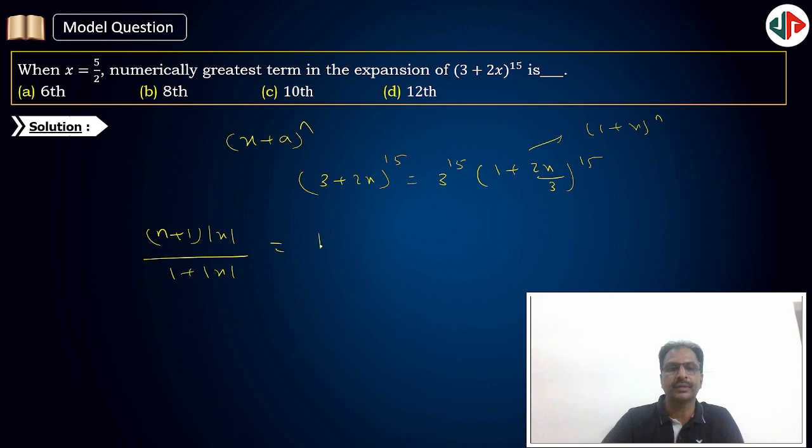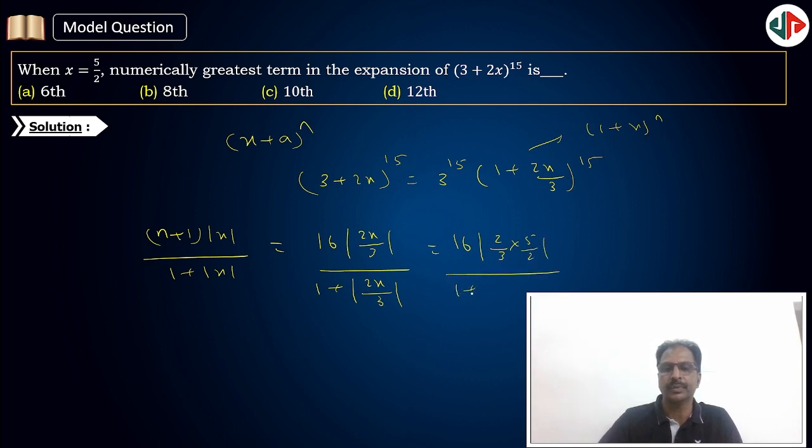What is n? 15. N plus 1 is 16. In place of x, we have 2x by 3. So n plus 1 into mod of 2x by 3 by 1 plus mod of 2x by 3. What is x given in the question? 5 by 2. So mod of 2 by 3 into 5 by 2 by 1 plus mod of 2 by 3 into 5 by 2. If you simplify this, you'll get 10, which is an integer. Let us say it is p.